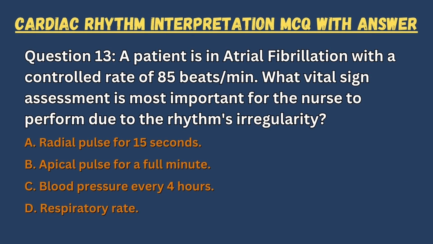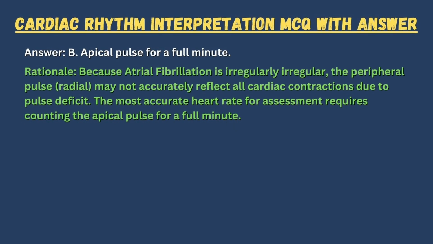Question 13. A patient is in atrial fibrillation with a controlled rate of 85 beats per minute. What vital sign assessment is most important for the nurse to perform due to the rhythm's irregularity? A. Radial pulse for 15 seconds. B. Apical pulse for a full minute. C. Blood pressure every 4 hours. D. Respiratory rate. Answer. B. Apical pulse for a full minute.